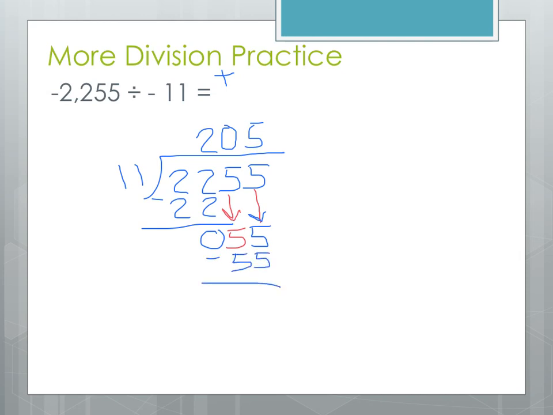And we subtract and get 0. And now we can stop. We got a remainder of 0, and we used all the numbers that were inside our dividend right there. So we have an answer. We got a positive 205.